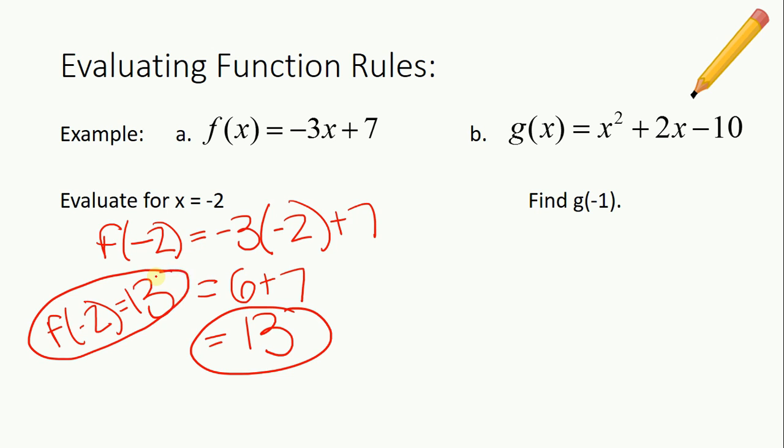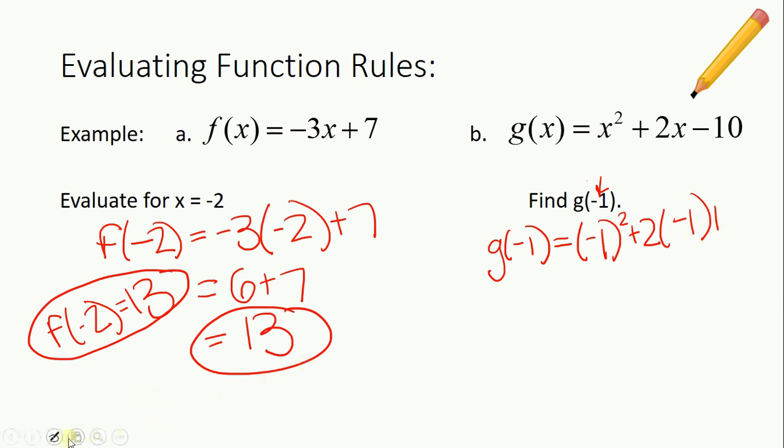Now, let's try it the other way. Find g of -1. Where's my x value? What do I plug in? I plug in -1. That is my x value. So, I'm going to write g of -1. Remember, guys, that is the value of g at the point -1, or the x value, -1. Now, for each x, I'm going to put -1 in its place. Oops, I messed up. Need to have a minus there. Bad hand. -10. Alright, so let's evaluate here.